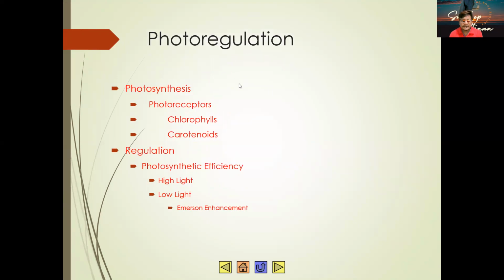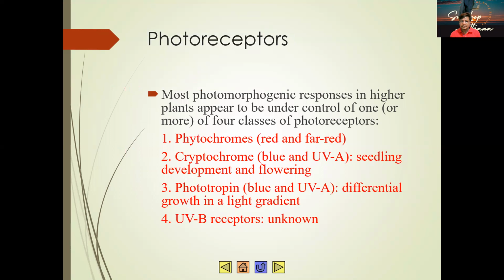Photoregulation. Another part is the pigments which are going to be involved in photosynthesis; we have three pigments: photoreceptors, chlorophylls, and carotenoids. And the other part is photosynthetic efficiency, which is regulated by the light intensity, whether it is going to be high or low, and it is governed by the Emerson enhancement effect, or the red drop, and other things that we will not be talking about today.